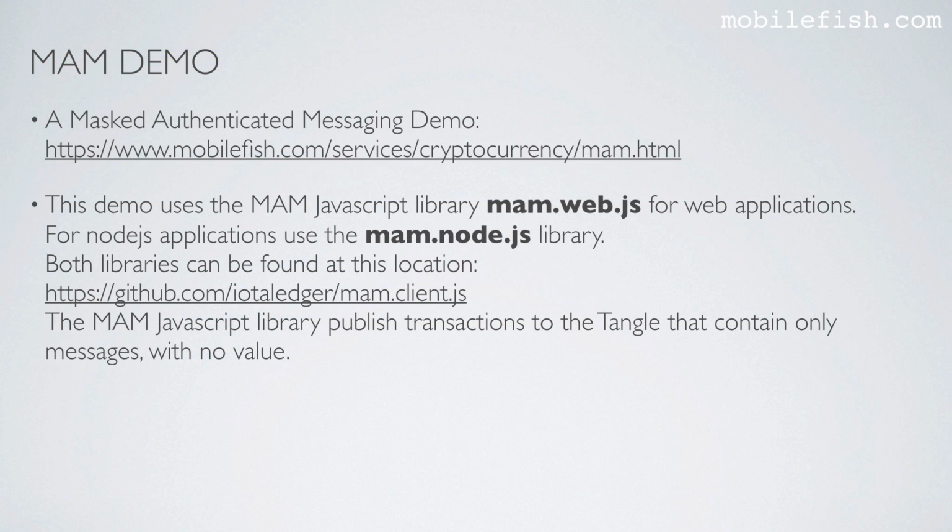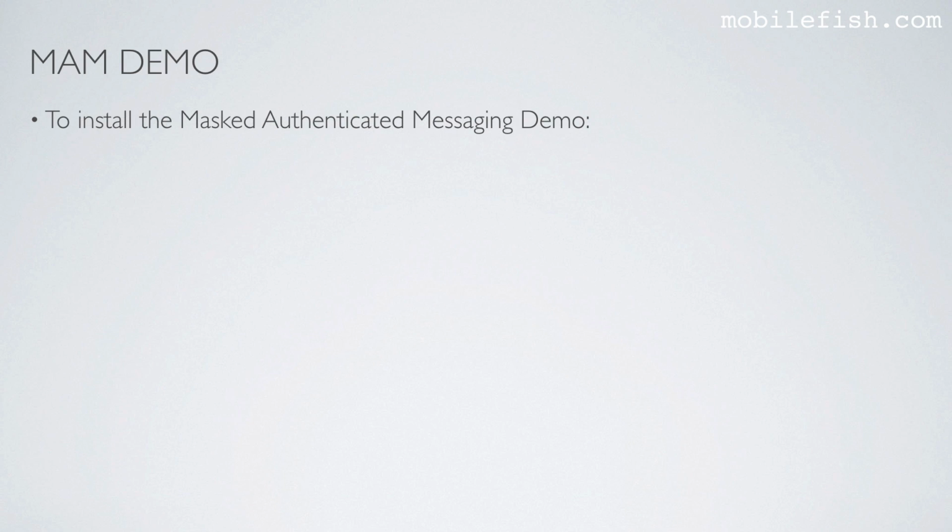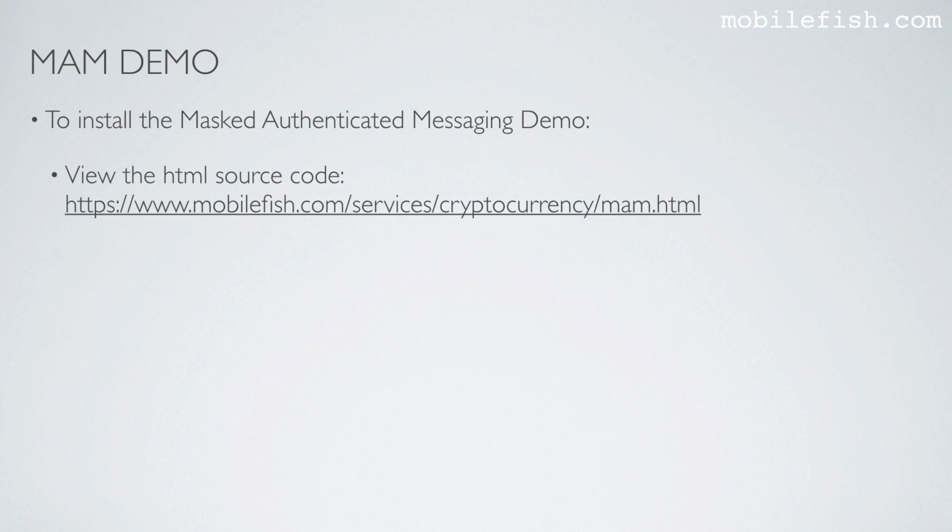The MAM JavaScript library publishes transactions to the Tangle that contain only messages with no value. Please note the following. The MAM JavaScript library is a work in progress and may have some breaking changes in the future. These will most likely be minor, in addition to extending functionality. To install the Masked Authenticated Messaging demo, view the HTML source code.